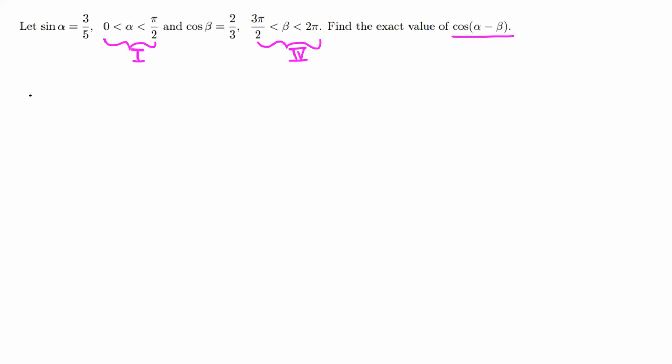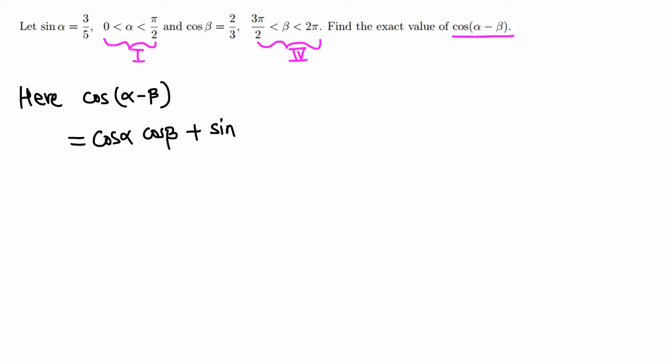Okay, so here we are supposed to find the value of cosine alpha minus beta, which is not simply cosine alpha minus cosine beta. No, that's not the case. Looking at the difference of two angles formula, cosine alpha minus beta is cosine alpha cosine beta plus sine alpha sine beta. It's coming from the list of given formulas.